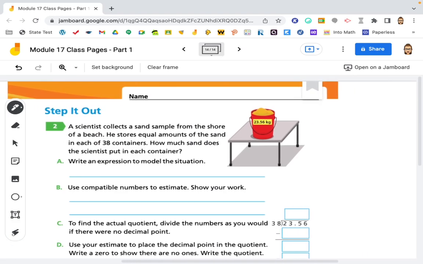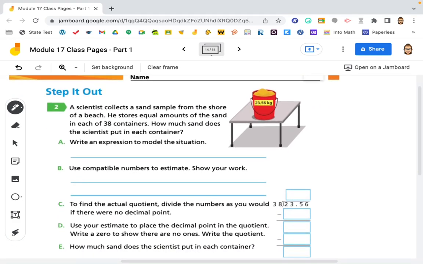So it says, a scientist collects a sand sample from the shore of a beach. He stores equal amounts of the sand in each of 38 containers. How much sand does the scientist put in each container? Write an expression to model the situation. Well, we're going to have 23.56 divided by 38. So this is use compatible numbers to estimate to show your work.